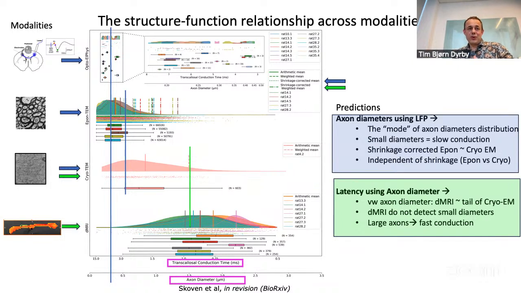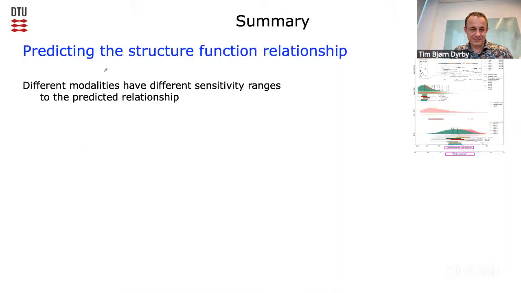So putting it all together, we can predict this structure-function relationship. Different modalities have different sensitivity ranges to the predicted relationship, and this is what we show in this figure here. So we need to be careful when we start comparing the prediction of structures to functions, and the same thing from function to structures.